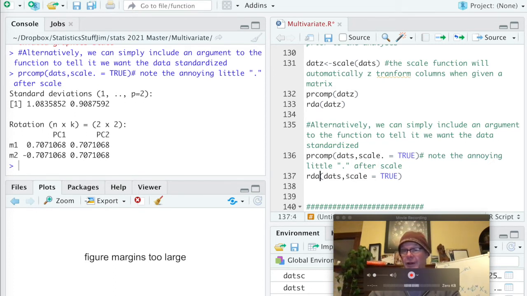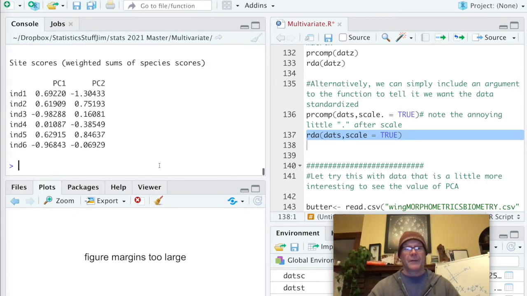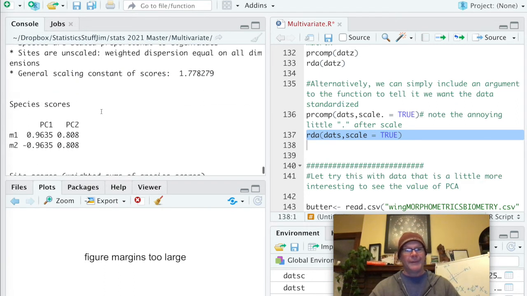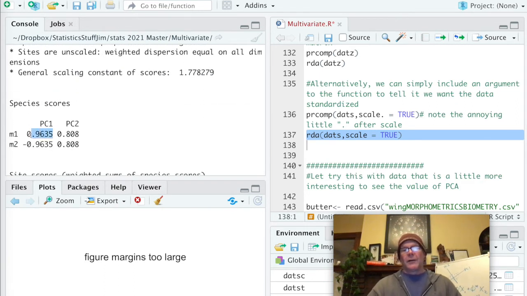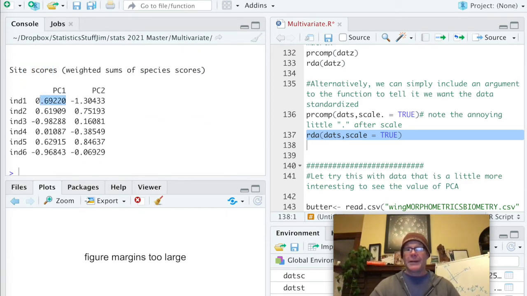In the RDA function, all we simply have to say is scale equals TRUE. And again, that's telling the function that we want to do it on the correlation matrix instead of doing it on the covariance matrix. So I do that, and if I were to do a summary of that, okay, we get the same values that we got before. Again, our loadings are slightly different, and they're not as perfectly symmetrical because it's scaling things. So that way, when we calculate these site scores, we get the ordination that we want.